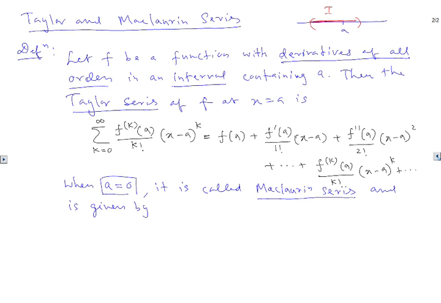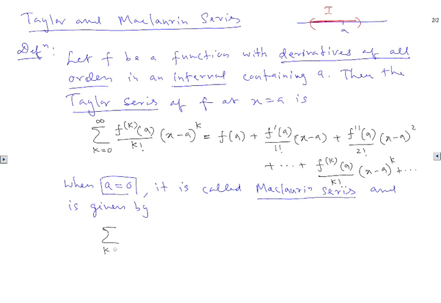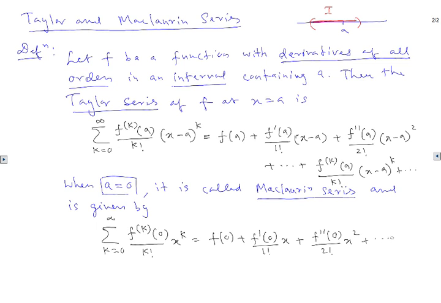so let's write it again. What we need to do, just put a equals 0. That's it. It's given by sigma k going from 0 to infinity, f to the kth derivative evaluated at 0, over k factorial, x to the k. That's it. So it is f of 0, f prime of 0 over factorial 1, we don't write it, but that's okay, just for the pattern, times x, and then f double prime evaluated at 0 over 2 factorial, x squared, like that. So that's what we call the Maclaurin series. Just x, a equals 0.